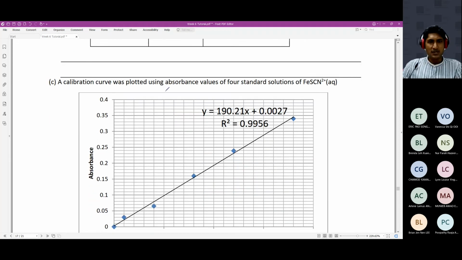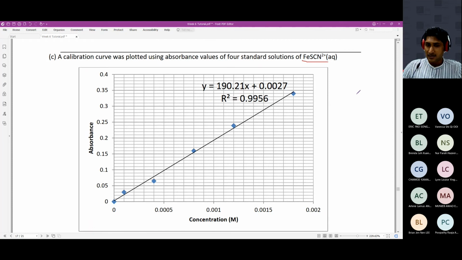Okay, I want to talk about this. A calibration curve was plotted using absorbance values of 4 standard solutions of ferrous thiocyanate, just like we did yesterday. In the lab report, you know the absorbance, but you have to find the concentration by calculating the dilution factor. We started with 6.0 something times 10 negative third, as per the manual we have.